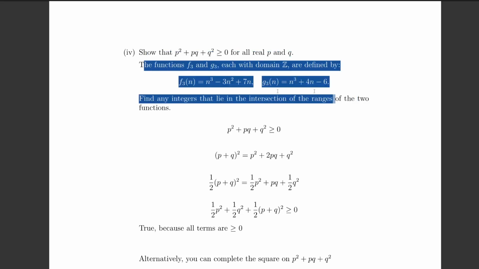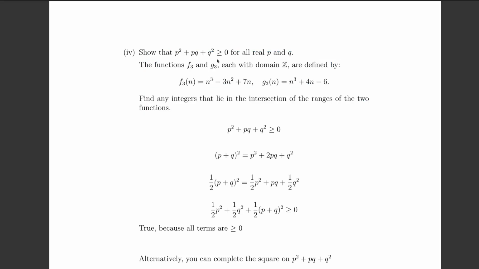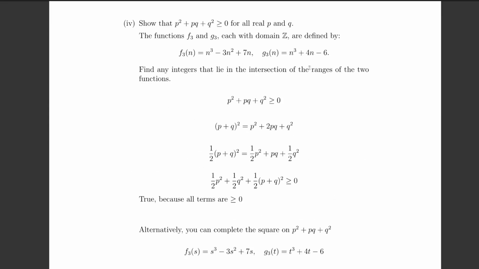Now, this part is the hard part. They give us two new functions, similar to before, but instead we have cubics, right? And then they want us to find any integers that lie in the intersection of the ranges of the two functions. So it's basically the same as part 3, but we have cubics now, which makes things a lot harder because we need to somehow factorize these cubics.